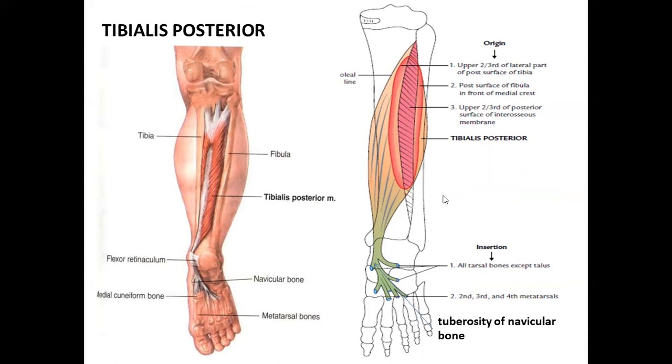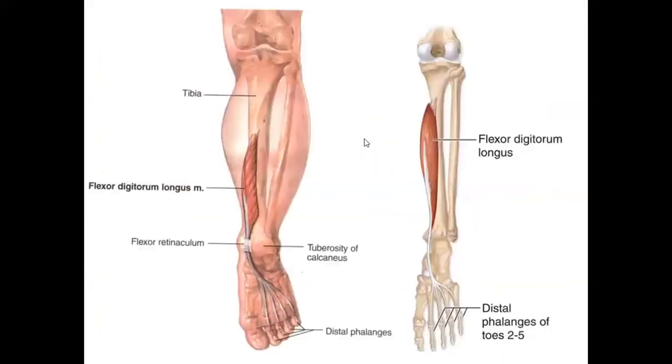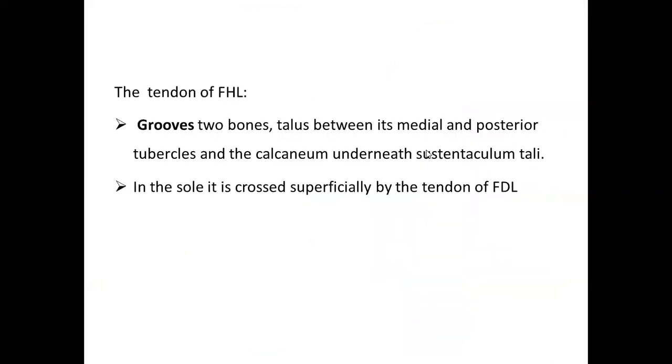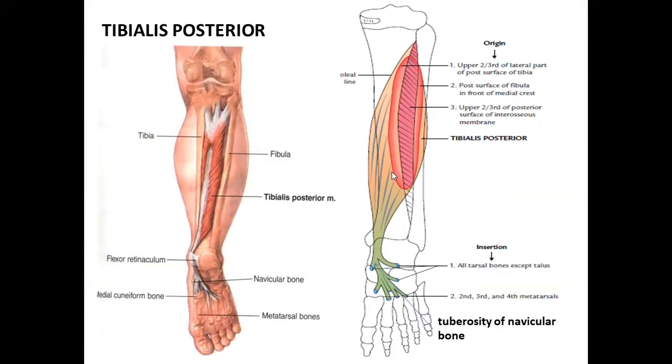Then, the muscle that is present in the deepest layer, that is the tibialis posterior muscle. The tibialis posterior muscle arises from the upper 2/3 of the lateral part of the posterior surface of tibia, below the soleal line. दो parts में divide किया था, medial और lateral में. Medial से तुम्हारा flexor digitorum longus आ रहा था, lateral part से आप लोगों का tibialis posterior आएगा.